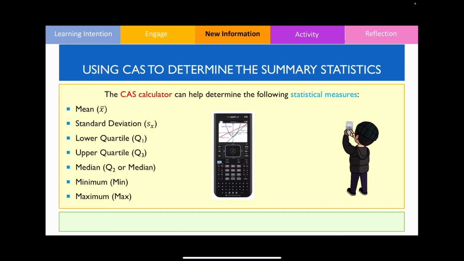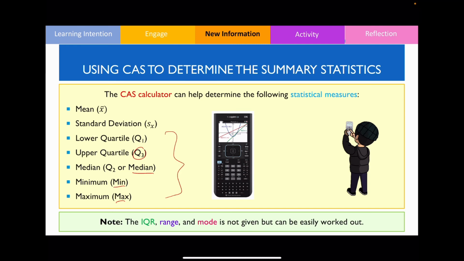With our CAS calculator, we're able to find the mean, standard deviation, the lower or first quartile, the upper quartile, the median, the minimum, and the maximum all at once on the screen. Unfortunately, the calculator won't tell you directly what the interquartile range is, the range or the mode, but you could easily work that out once you know the following information.